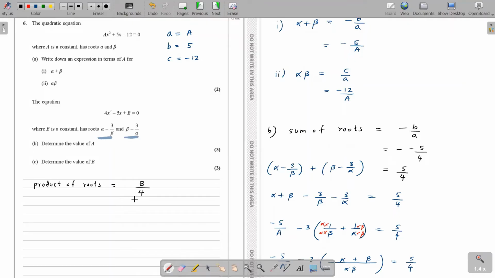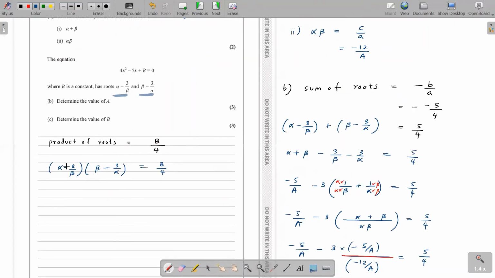Are you all with me? So what's the product of roots? Multiply it out, right? So product of roots is alpha minus 3 over beta is the first root. Second root is beta minus 3 over alpha is equal to B over 4. Shall we multiply? What do we get here? Alpha into beta is alpha beta plus alpha into minus 3 over alpha is, how much is it?